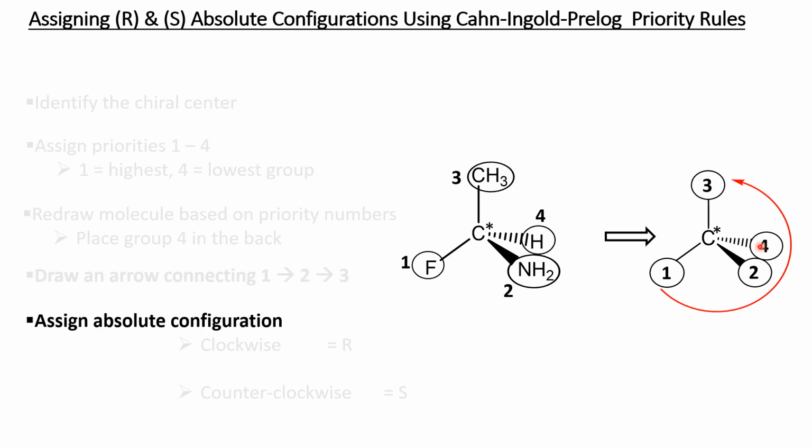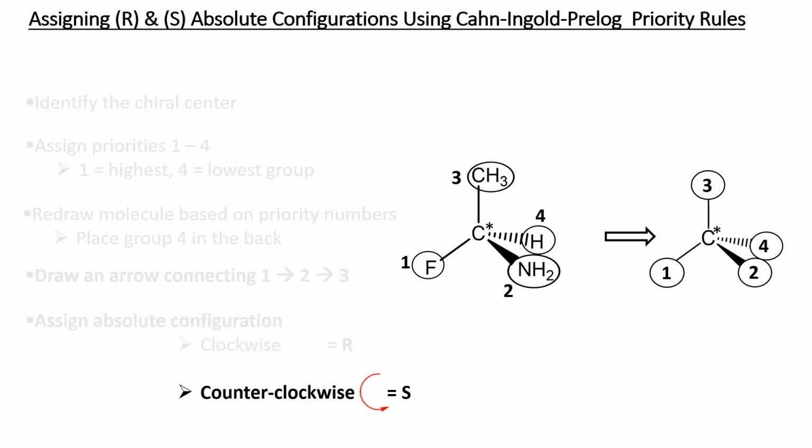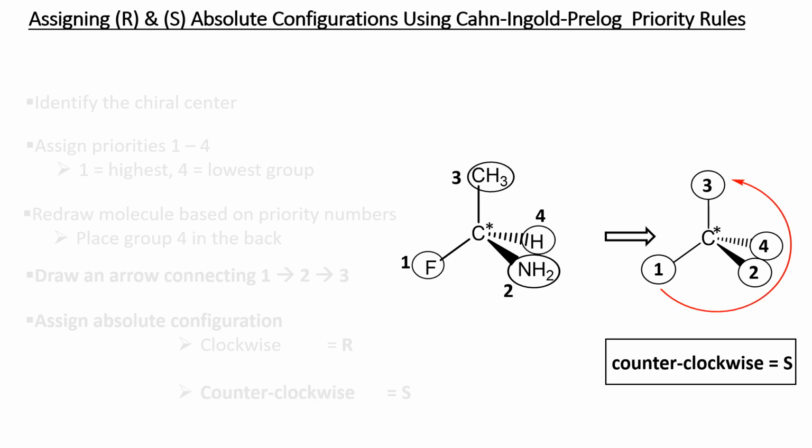The absolute configuration of this molecule will depend on the direction of the arrow. For example, if the arrow goes in the same direction as your clock at home, we will assign an R absolute configuration. But if the arrow goes in the counterclockwise direction, we will assign an S absolute configuration. In the case of our structure, since the arrow goes in a counterclockwise direction, absolute configuration of this compound is going to be S.